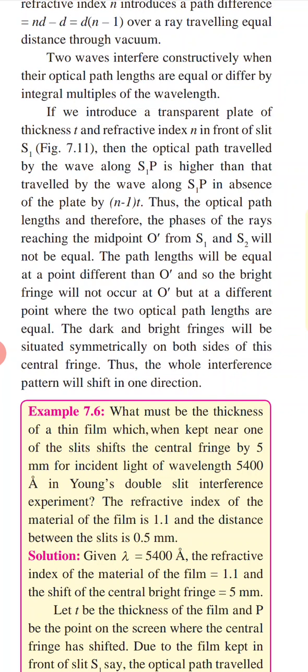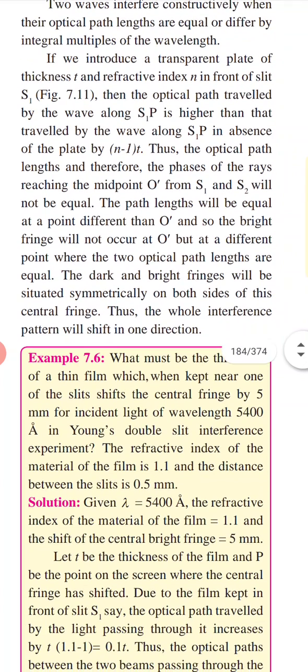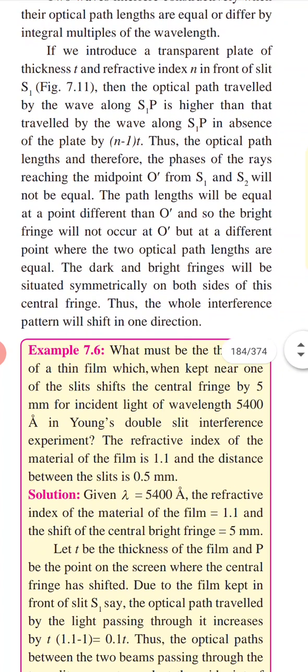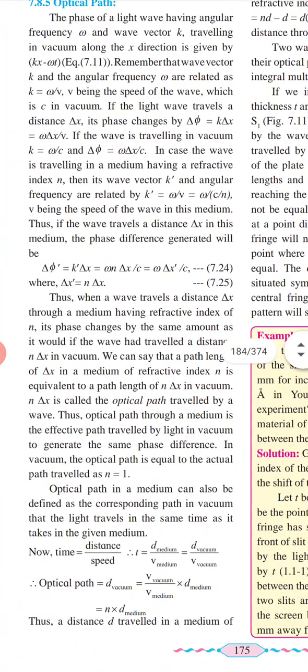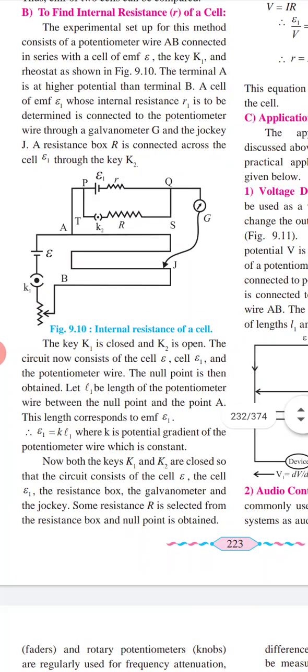Then path lengths will be equal at a point different than O dash, and so the bright fringe will not occur at O dash but at a different point where the two optical path lengths are equal. Then the dark and bright fringes will be situated symmetrically on both sides of the central fringe. So the whole interference pattern will shift in one direction. On the basis of that, we have studied the interference pattern.